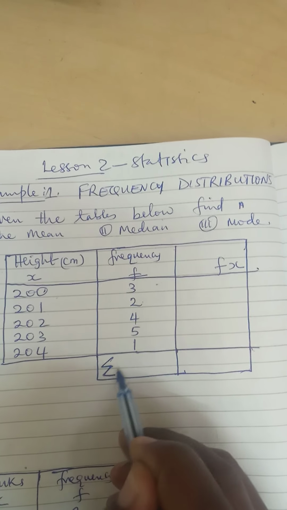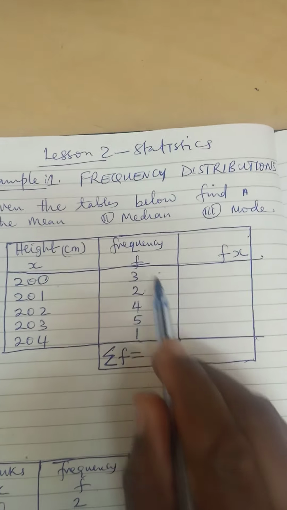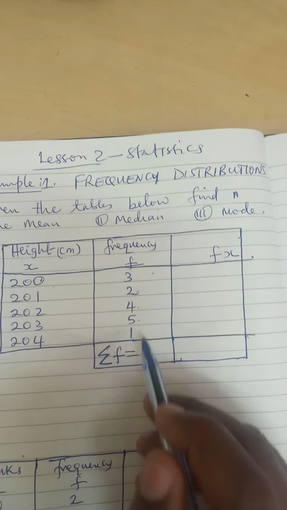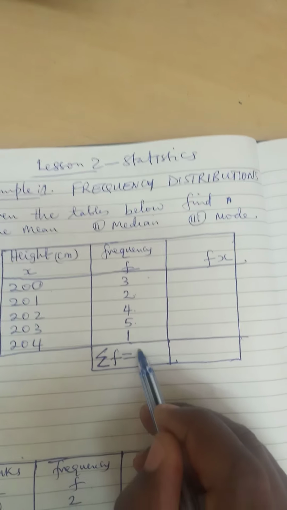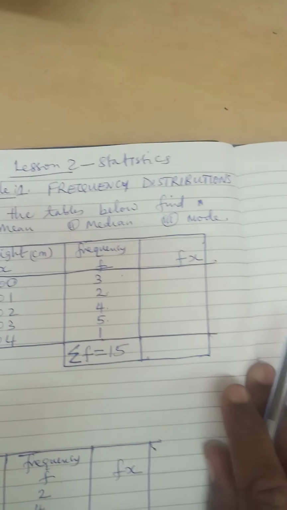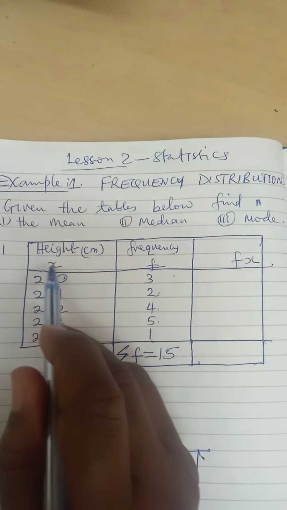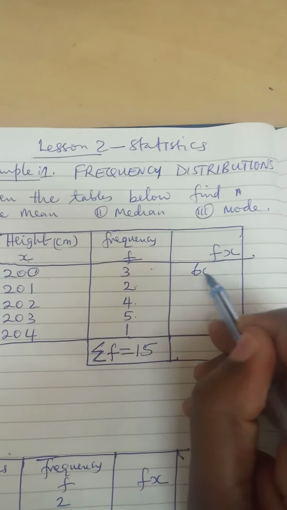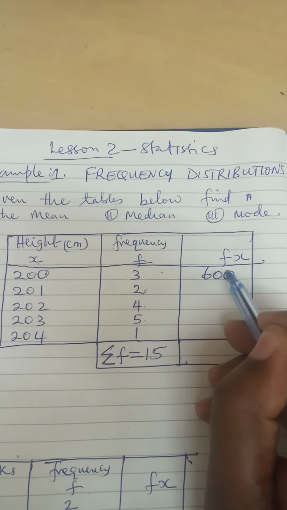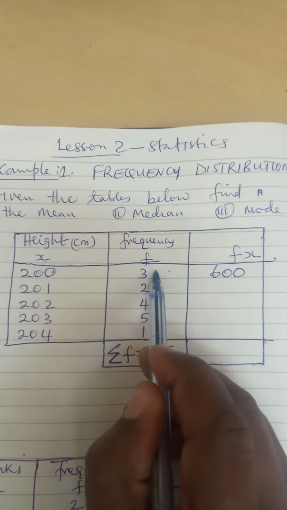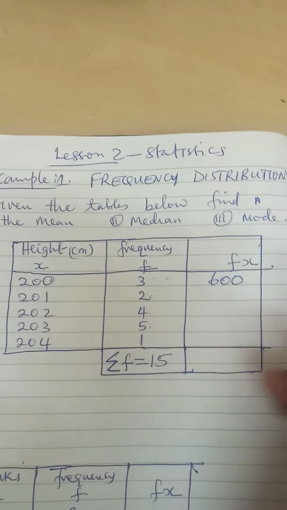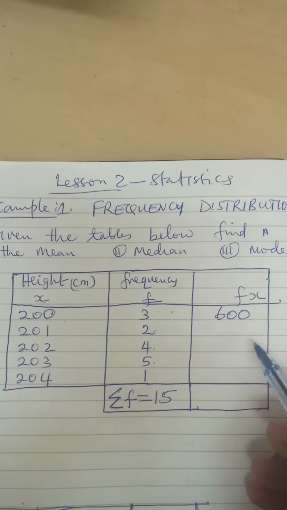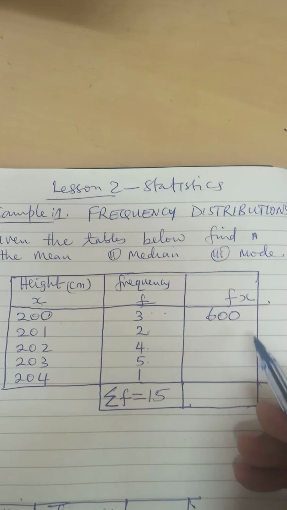This symbol represents summation of f. We will need to add up all this. That's 5, 9, 14, and 15 is our total here. And we will need to find f of x. If this is x and this is f, our f of x will be obtained by calculating 200 times 3. We are multiplying this by this. It is still ungrouped data, but we are using a different method. The method I used in the first lesson does work, but this is an alternative method.